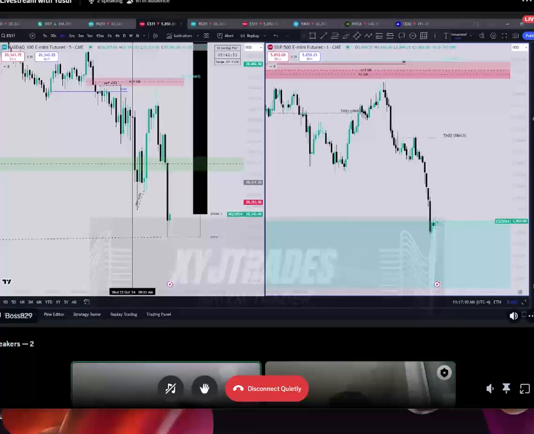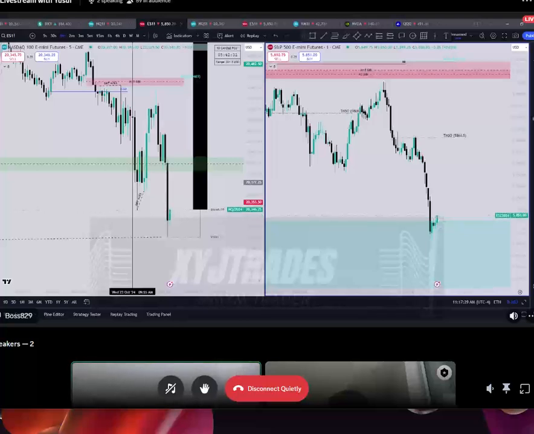Oh, that was a good 90 points ES just gave me. Lower time for breaker block. Yep, M1 breaker block. I took it on an M1. Well, yeah, M1 breaker block order block. That's where I took it. I took it on Nasdaq, but it was the same exact setup on ES.